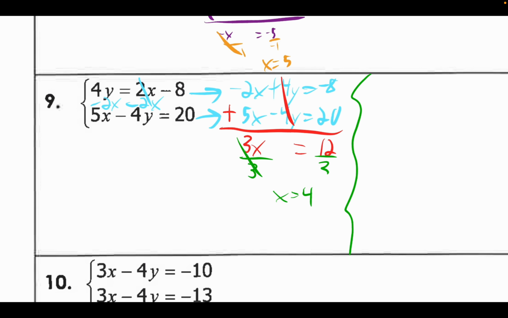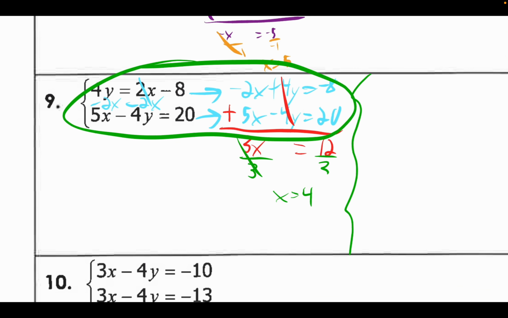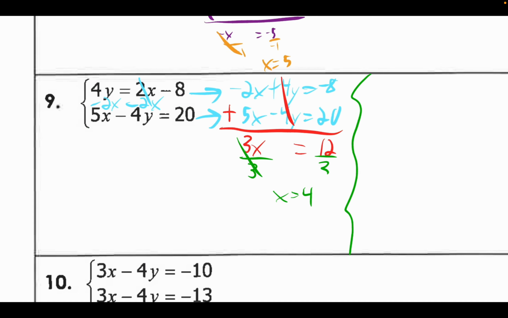Good for me. I plug that back into any of my equations previously, any of these 4, or really these 3, since these bottom 2 are the same. I'm going to go ahead and pick this top left one, since it's already somewhat solved for y. It's all for 4y, but it's close. And so 4y equals 2 times 4 minus 8. So it gives me, I meant to switch colors there, 4y equals 8 minus 8. And last I checked, 8 minus 8 is 0. So I get 4y equals 0.